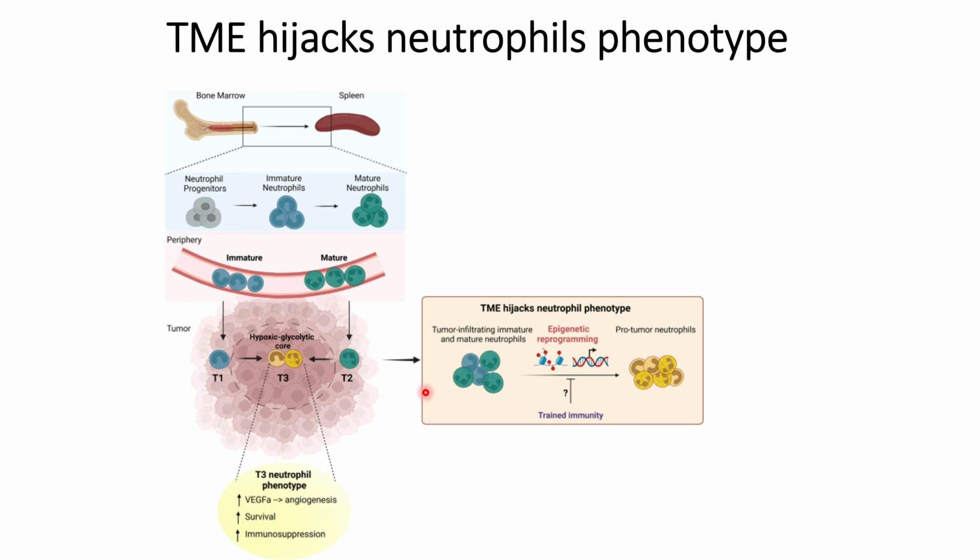This is what the arrow figure on the right-hand side shows. Once these tumor-infiltrating immature and mature neutrophils reach the tumors, epigenetic reprogramming occurs, and because of that, the neutrophils now act as pro-tumor neutrophils.